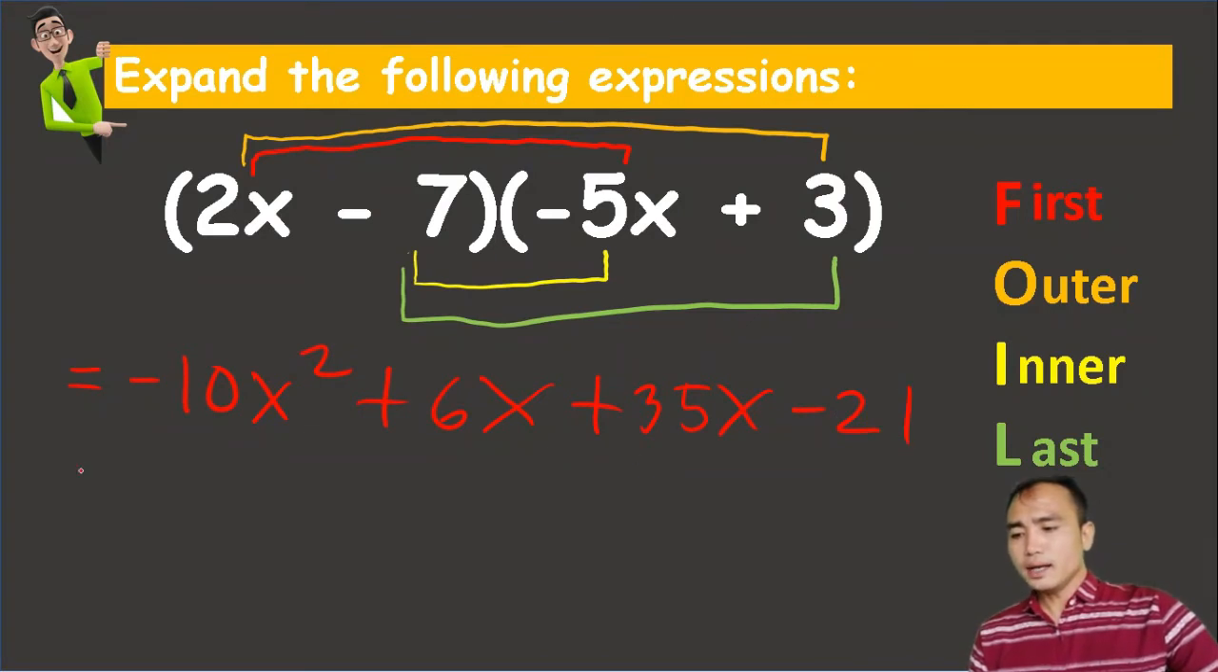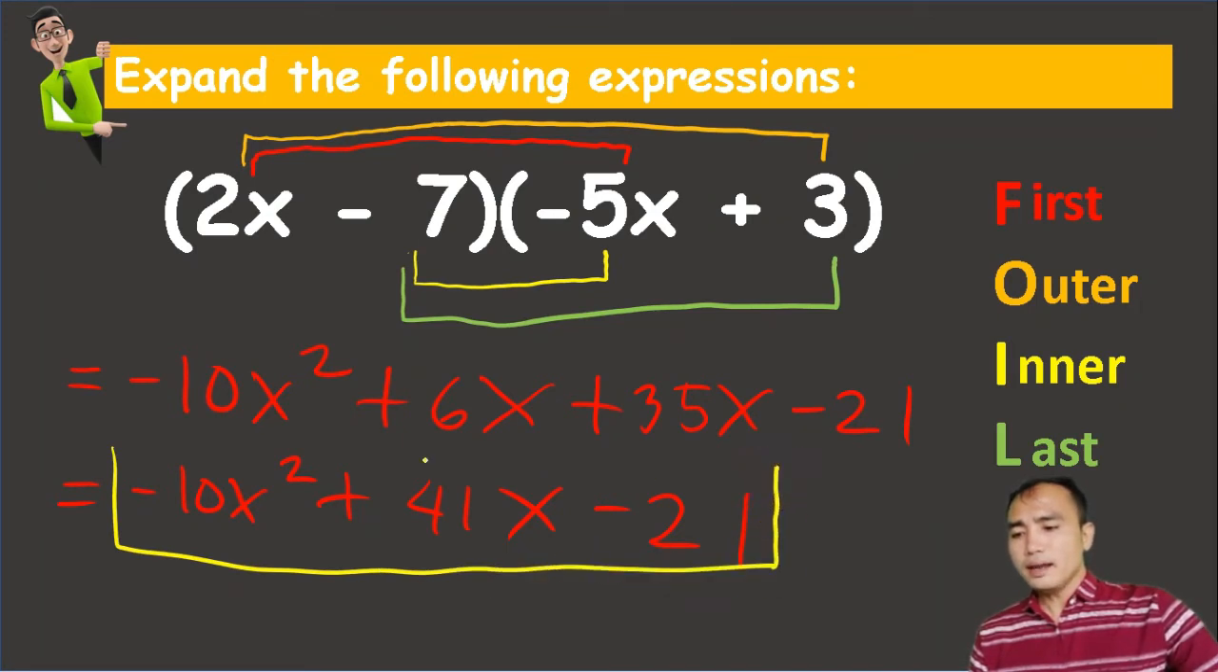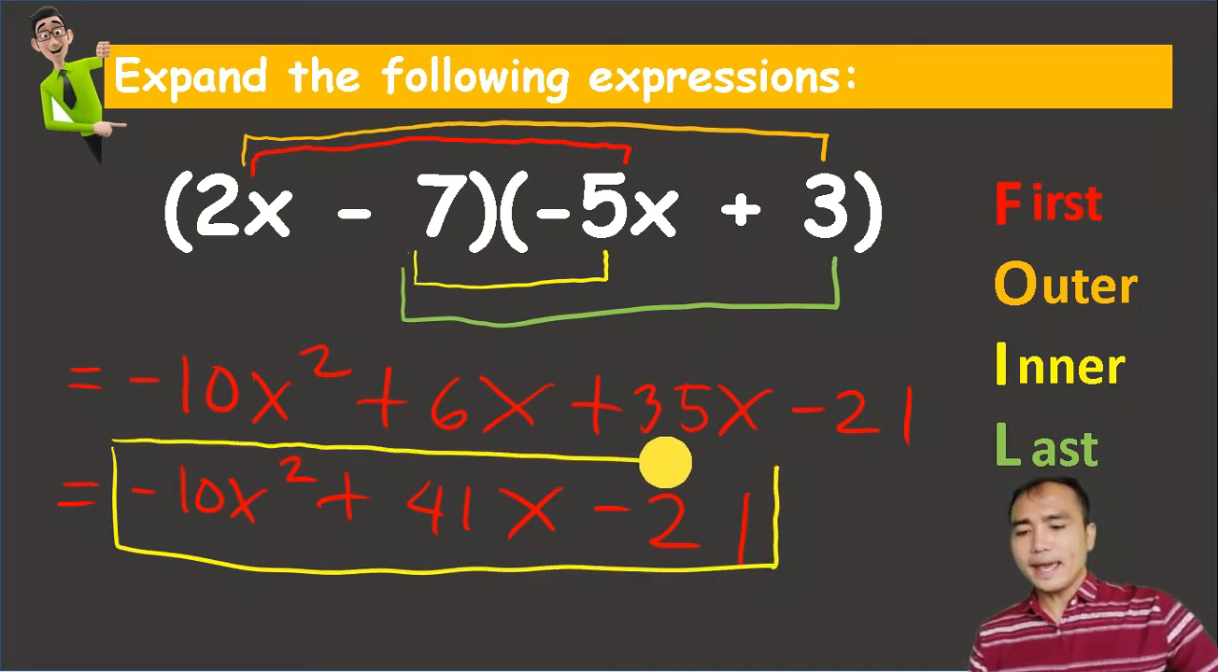Okay, look for the like terms. So we have here 6x plus 35x. Okay, negative 10x squared plus 6 plus 35 is 41x minus 21. Okay, so this is our simplified expression: negative 10x squared plus 41x minus 21.